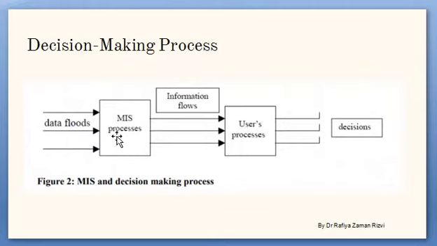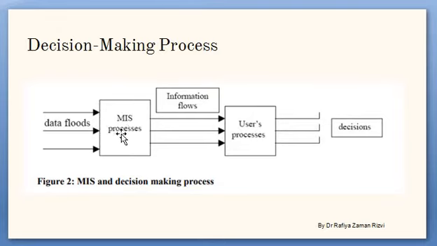Okay, this is also a model for decision making and MIS. How MIS helps us in decision making. From the left we see that there are data floods. Data flood means a huge amount of data is entering the MIS process. There are various processes going on within the MIS.